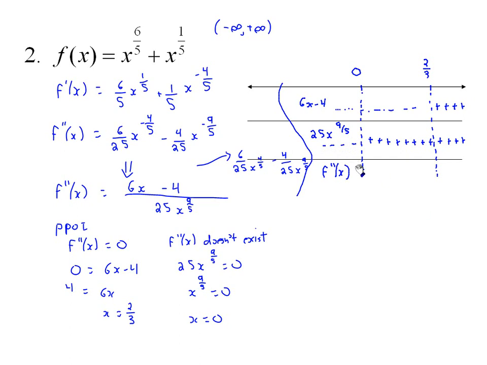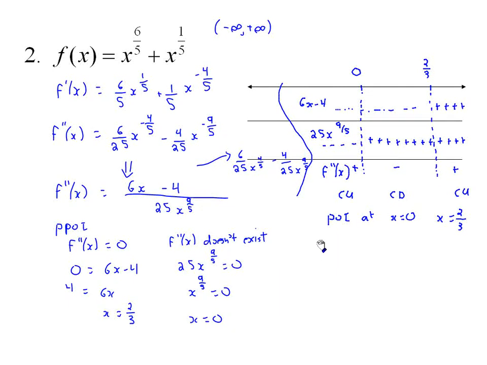So the second derivative is going to be positive there, negative there, positive there. Where it's positive, it's concave up. Where it's negative, it's concave down, and then positive again, concave up. So we in fact do have points of inflection at x equals 0 and x equals 2/3. It changes from concave up to concave down at 0. It changes from concave down to concave up at 2/3.